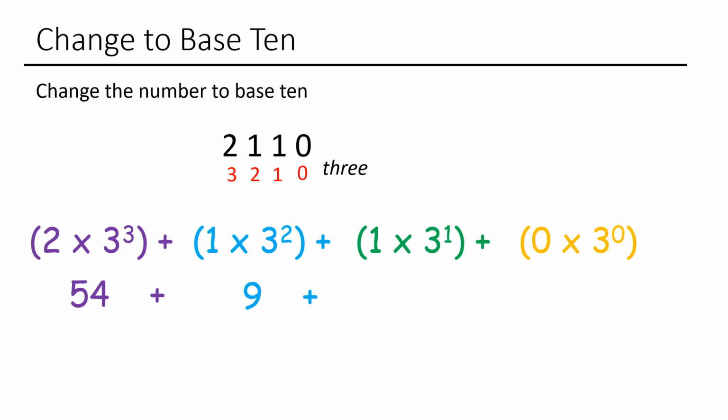Then the second one there in blue is 9. Then you have 3 and you have a 0. You add all of that up, you should have gotten 66 as your answer. So if you got 66, big pat on the back. If you didn't get 66, try to figure out where your mistake was. So hopefully you'll be able to see where your mistake was.